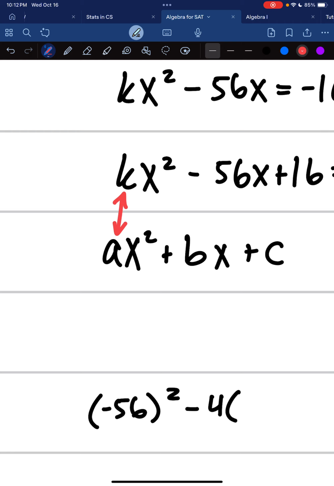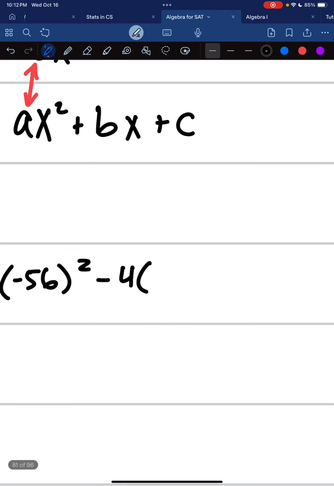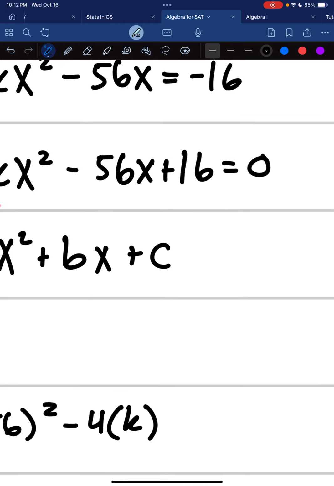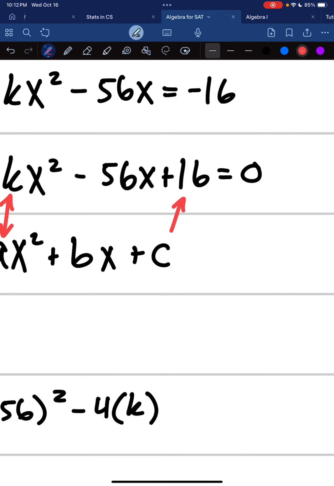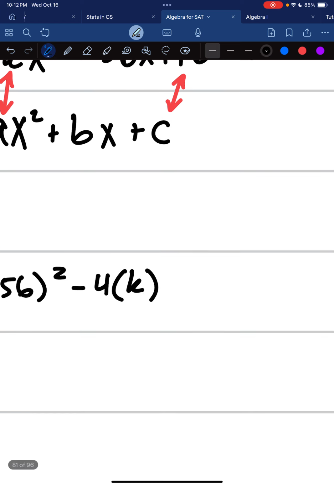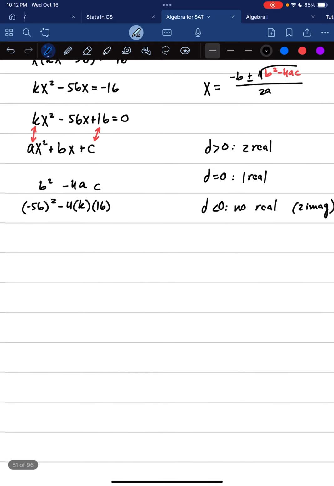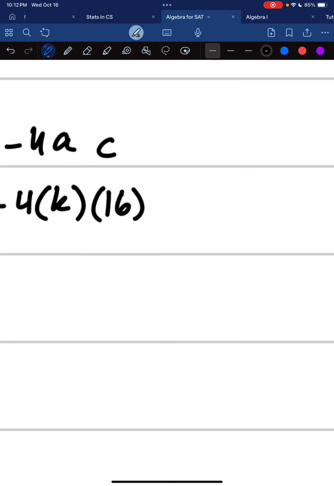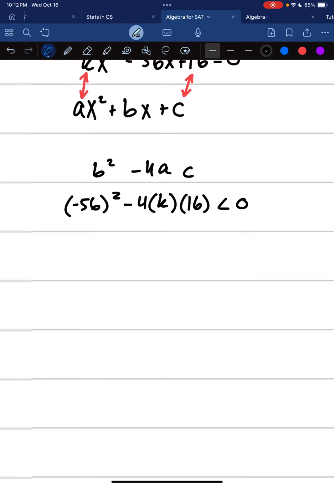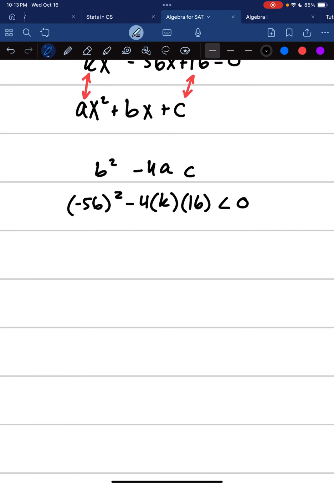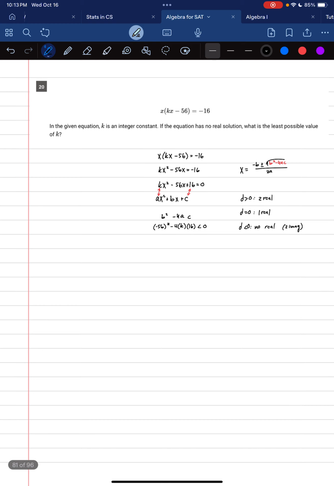So in this case, the a value is k, and k is just some constant. We don't know what it is, but it's a constant number. And then the c value is going to be 16. So minus 4 times k times 16. This is the discriminant, b squared minus 4ac. Now we know that if we want there to be no real solution, then this should be less than 0. So now all we need to do is solve this inequality for the least possible value of k.